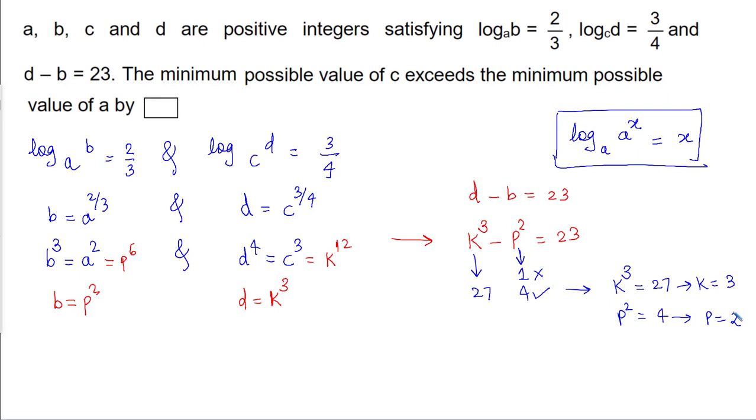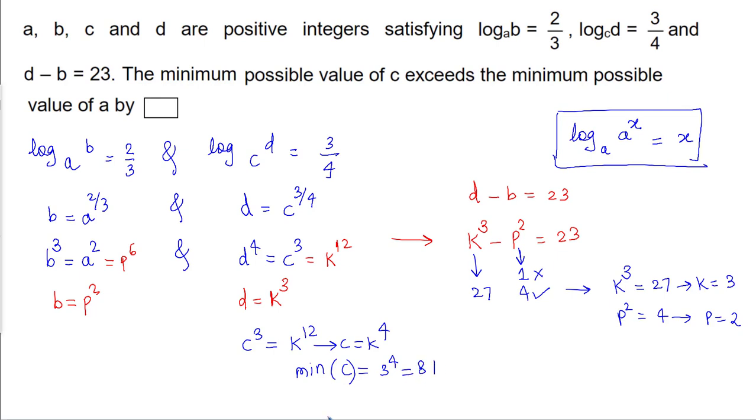Okay, so now what we are supposed to find? The minimum possible value of c. Now c cube is equal to k to the power 12, means c is equal to k to the power 4. So the minimum value that c can take is k to the power 4, that is 3 to the power 4, that is equal to 81.